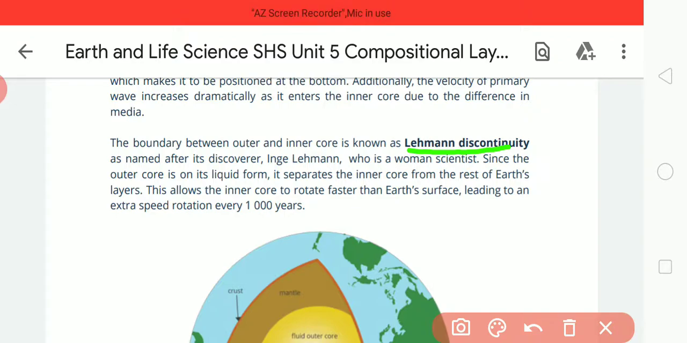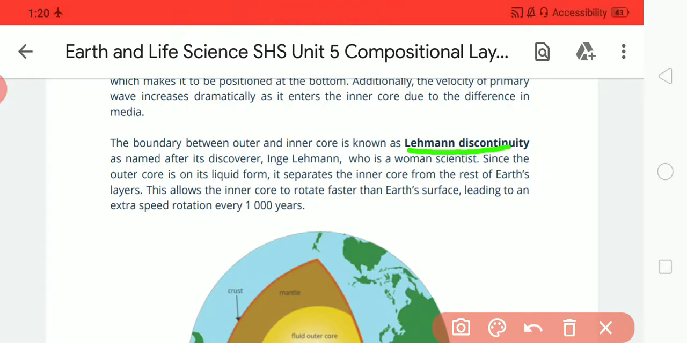Since the outer core is in its liquid form, it separates the inner core from the rest of the Earth's layers. So this allowed the inner core to rotate faster. So balik class, nakaseparate di ay si inner core and outer core. Not totally jud sila nga nagkadugtong, but instead naay thin shield or thin sheets nga nag-separate between the outer and inner core.